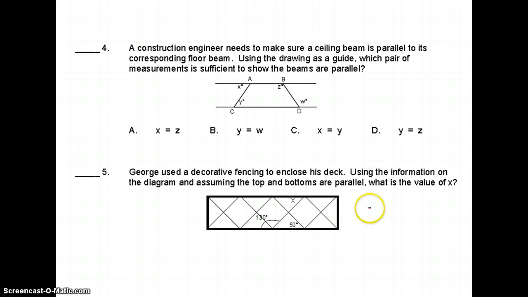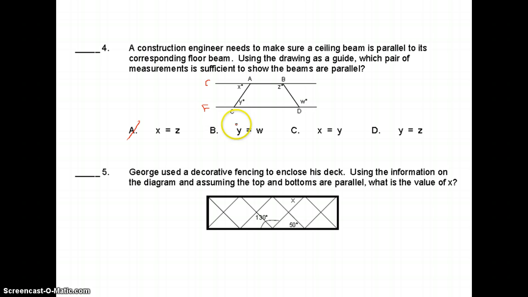Number 4. A construction engineer needs to make sure a ceiling beam is parallel to its corresponding floor beam. Using the drawing as a guide, which pair of measurements is sufficient to show the beams are parallel? Okay, so up here we have the ceiling. Here we have the floor. Let's see which of these down here will prove those parallel. X is equal to Z. X is here, and Z is here. Those only tell us about the ceiling. They don't say anything about the floor, so that one doesn't work.